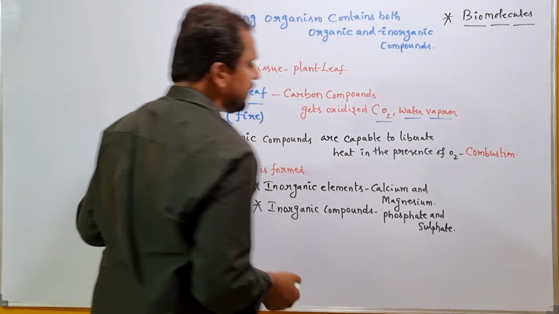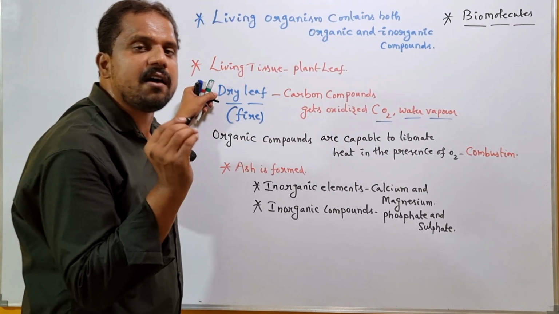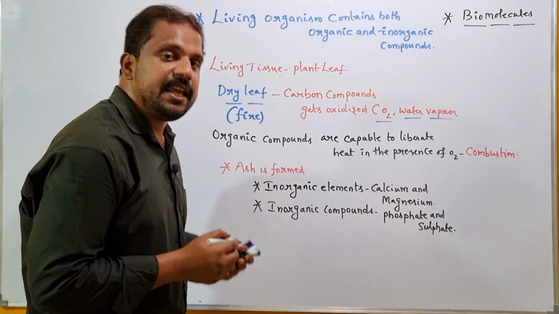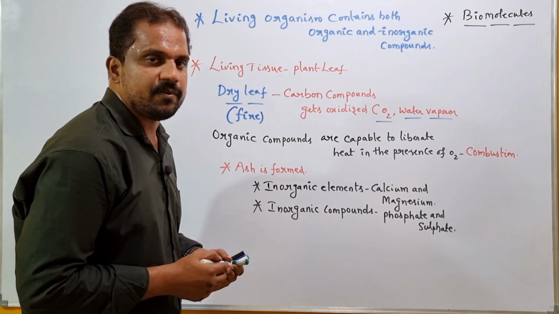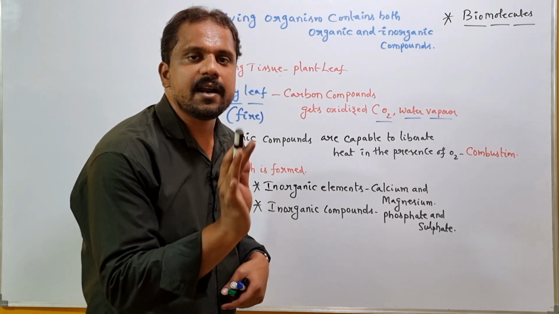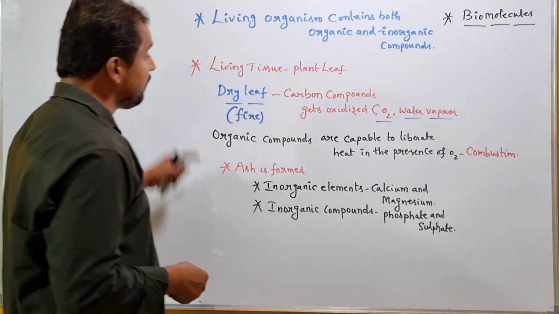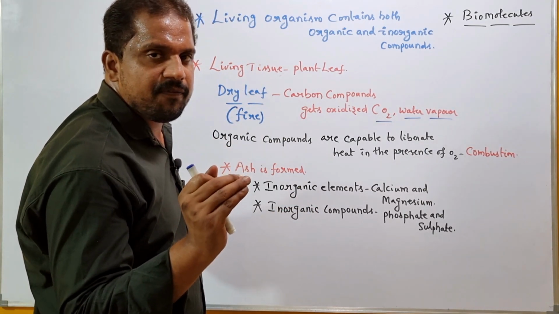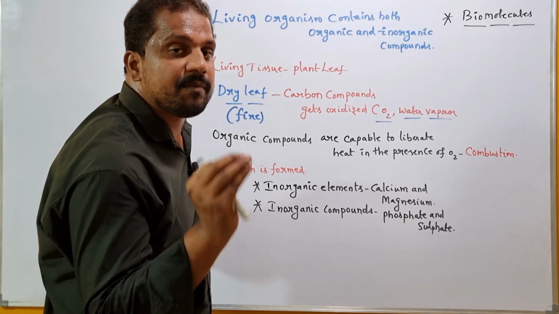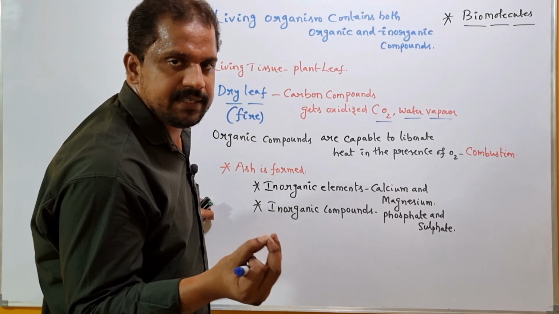So with this simple observation, we can conclude that a living tissue not only contains organic compounds, but in addition also contains inorganic compounds. Here we are more concerned only with the organic compounds, not the inorganic compounds. These organic compounds have a structural formula and a chemical formula, and from the chemistry point of view, they have certain functional groups. Is it clear?